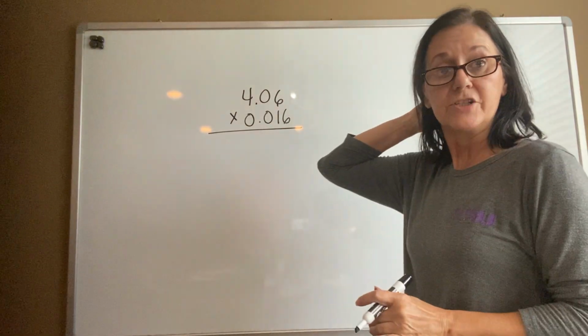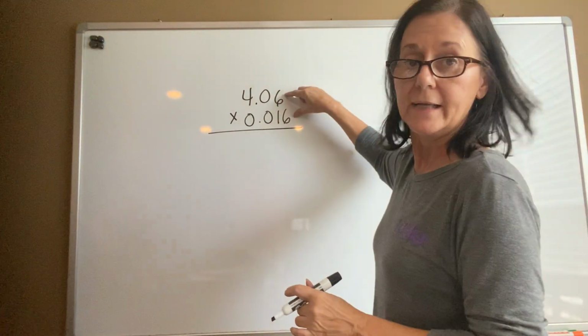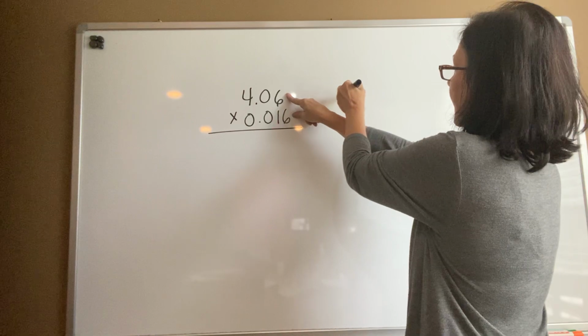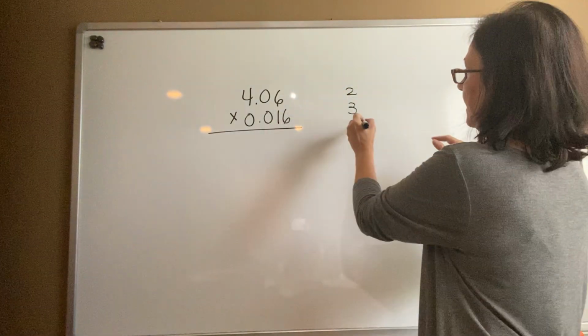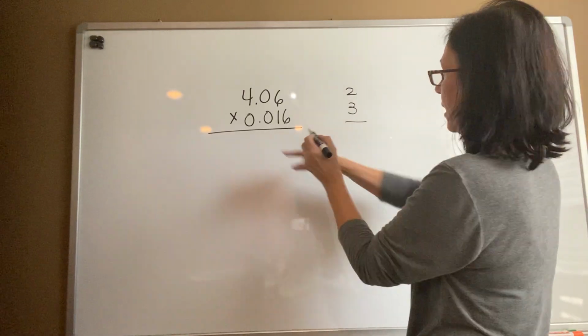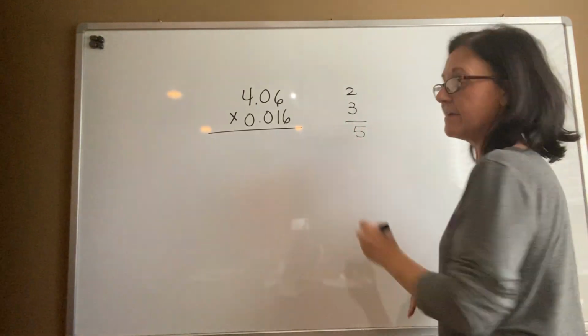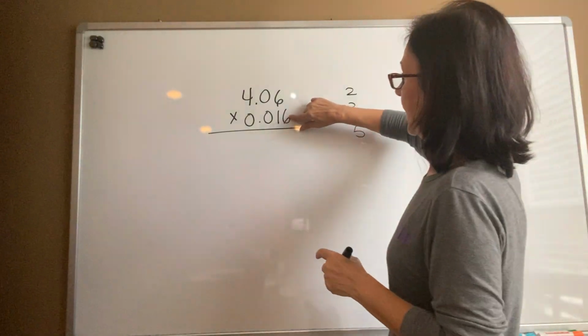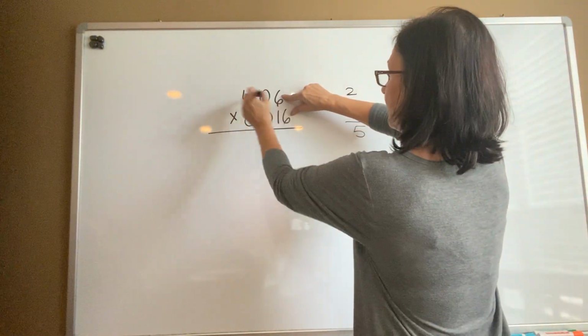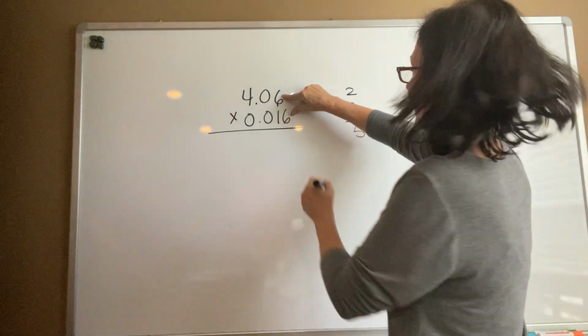Now, what I do have to do is note my decimal places. This top number has 2 decimal places. This bottom number has 3. In my denominator, and in my product, I'm going to have 5 decimal places. I'm going to multiply 6 by every number in this top factor.